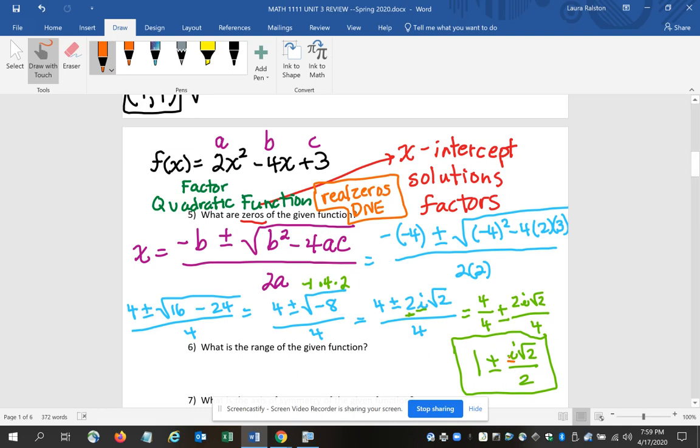So be careful about how the question is worded. Is it asking you for real zeros, or is it asking you for all the zeros?